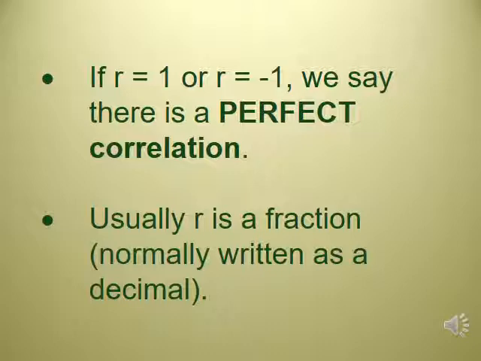A perfect positive correlation, R would be 1, have a straight line where everything's going up from left to right. If you had r equals -1, you'd have a straight line going down from left to right, and it would be a perfect negative correlation. Most of the time, though, r isn't 0, and it's not 1 or -1. What it's going to be is a fraction or a decimal that's somewhere in the middle.